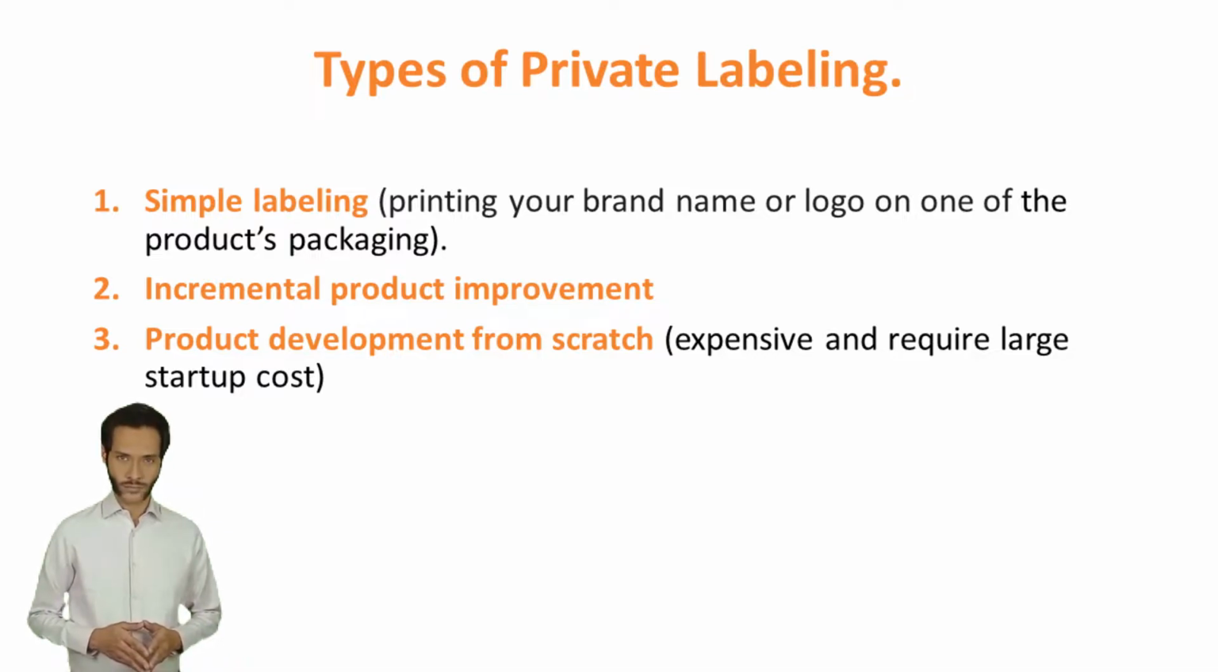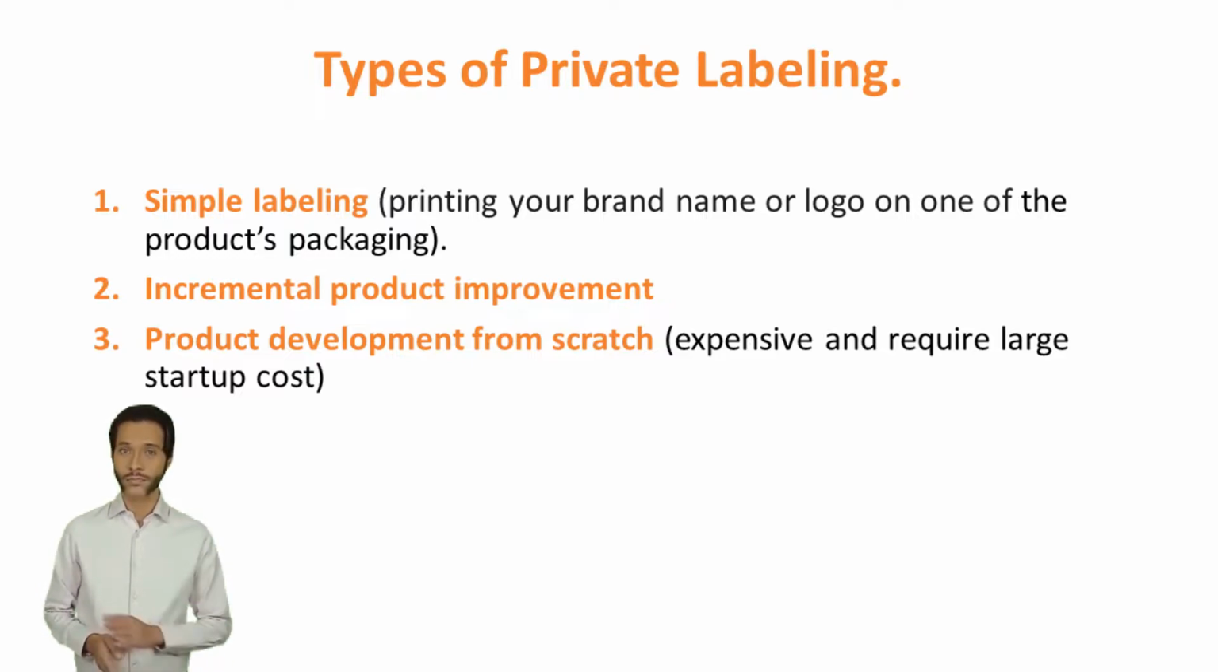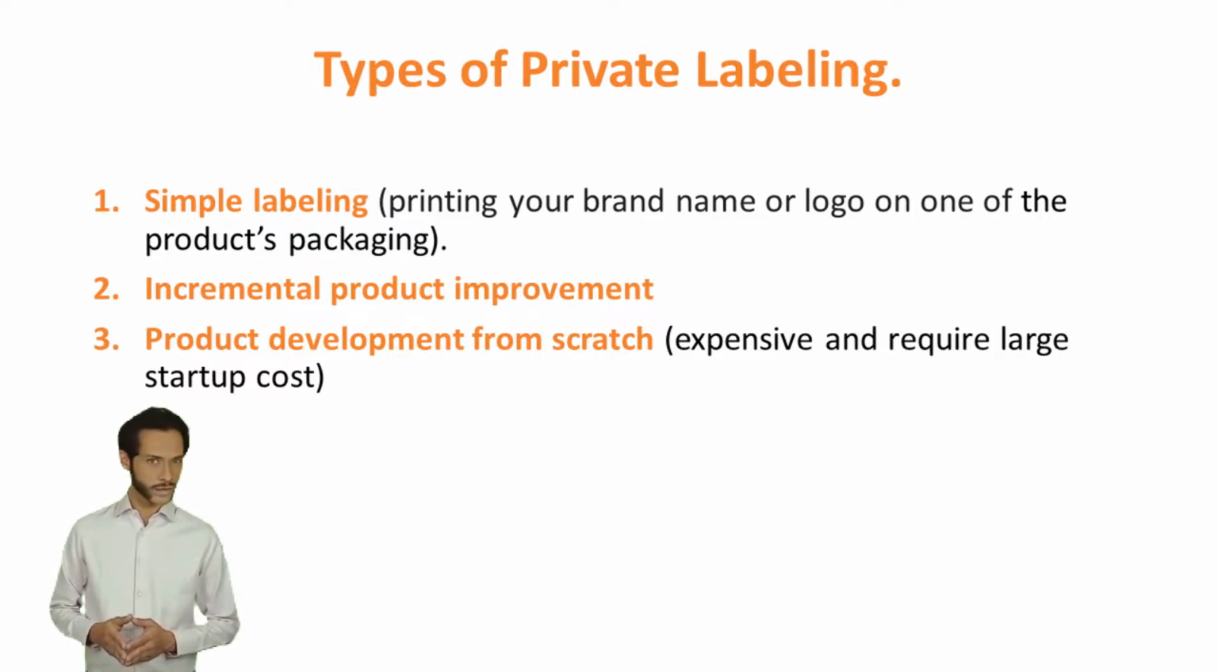The advantages of the first two types of private labeling are low minimum order quantities and low startup costs, because the supplier is already producing this type of product in huge quantities, so it won't be a problem to just slap your brand name on it or make minor changes to the product itself. This will let you test the market fast and easy with minimal risk involved.